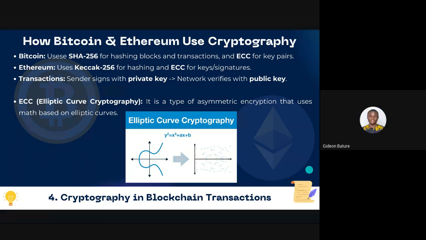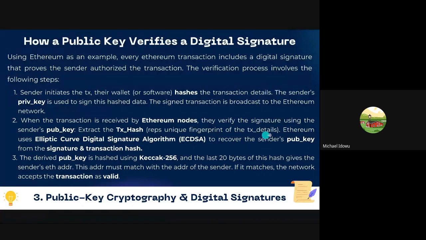Okay, go on. In number 3, it says the derived public key is hashed using Keccak-256, and the last 20 bytes of this hash gives the sender's ETH address. So the last 20 bytes, is it the last 20 characters of the public key that is meant as bytes? Yes, I love that question.